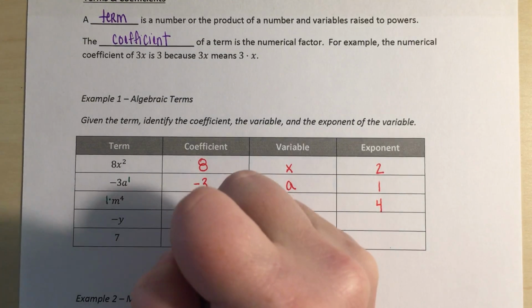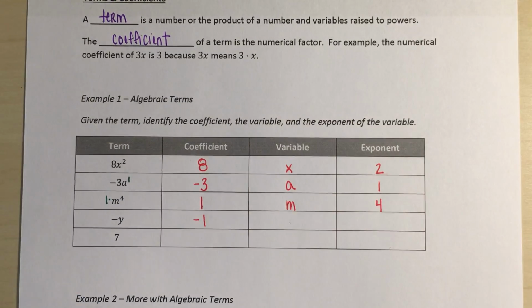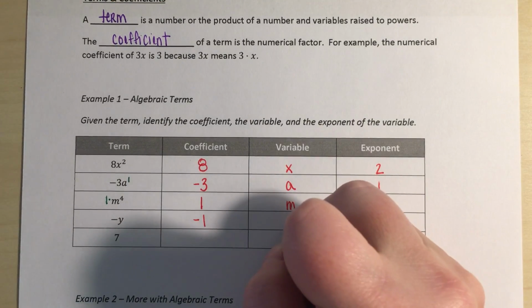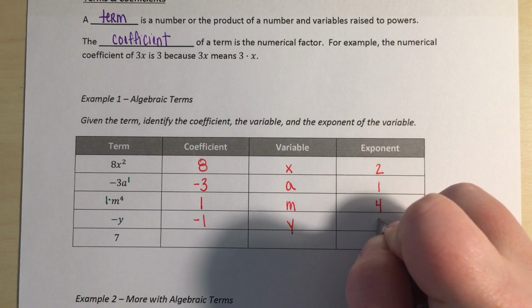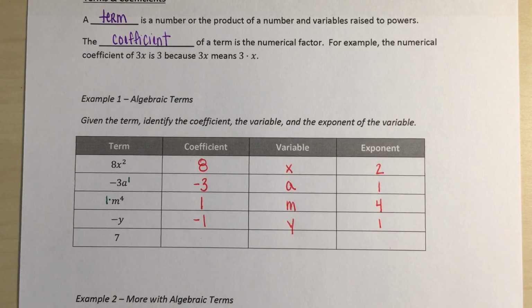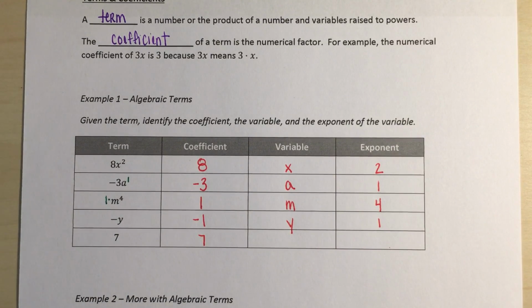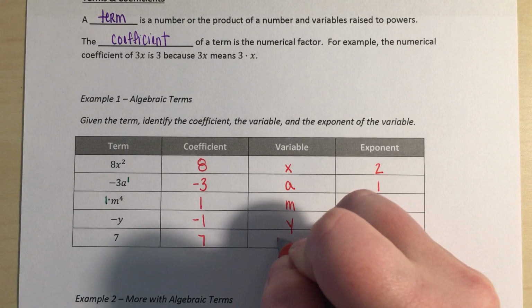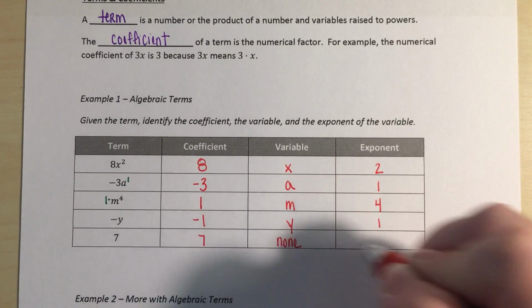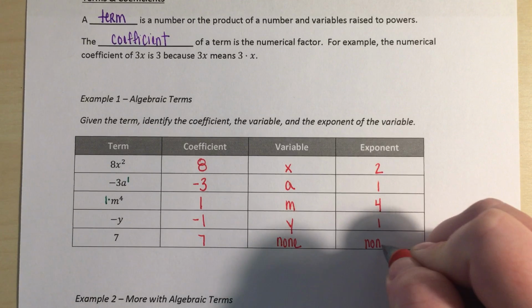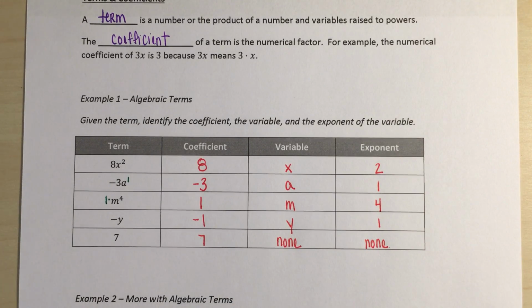Right? Negative y. Well, now we're going to have a negative 1, right? So there's still an invisible 1 in front of this y. Our variable is y. We also have an invisible 1 as our exponent here. 7, well, our coefficient, our numerical part is 7. We do not have a variable. Right? We do not have a variable, and we do not have an exponent here.